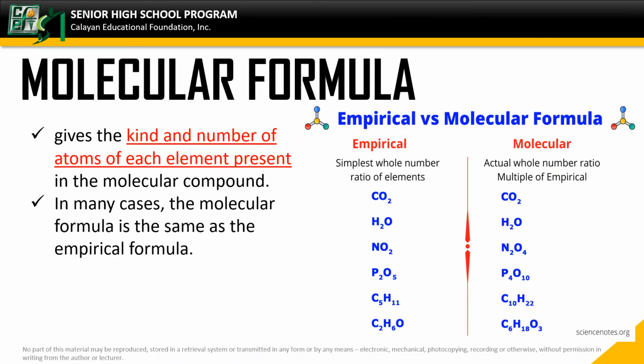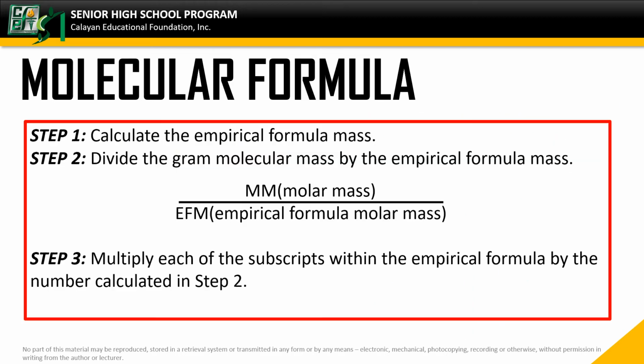Now let's talk about molecular formula. Unlike empirical formula, molecular formula gives the kind and number of atoms of each element present in the molecular compound. In many cases, the molecular formula is the same as the empirical formula. Now, how do we get the molecular formula of a specific compound?